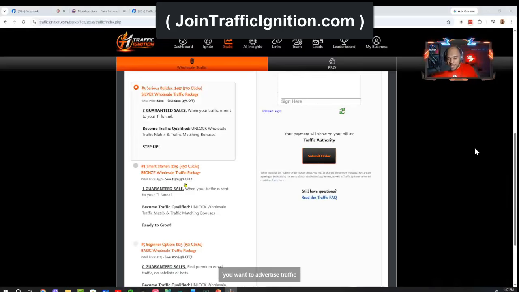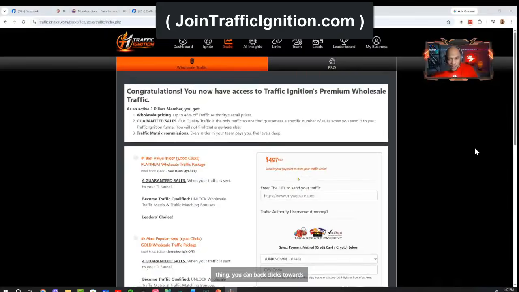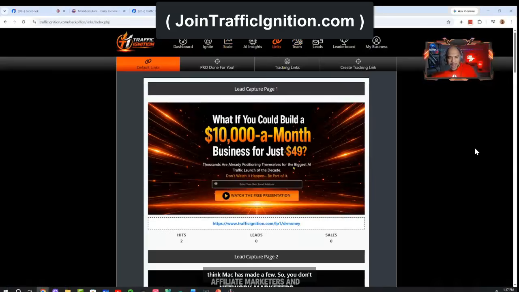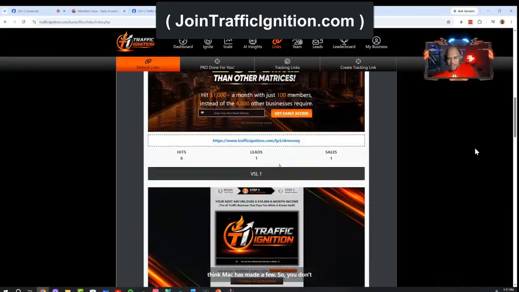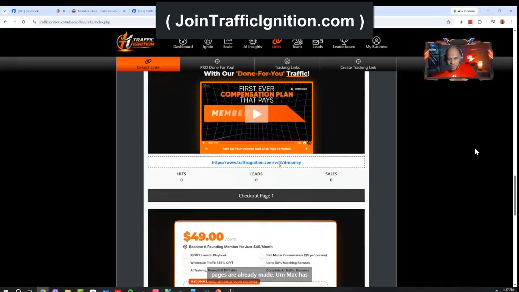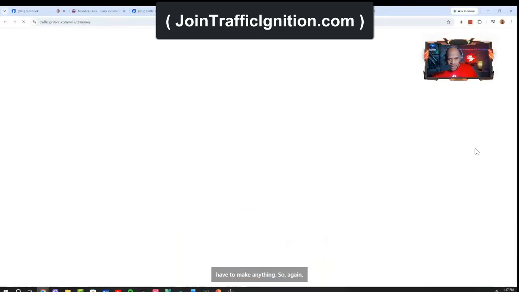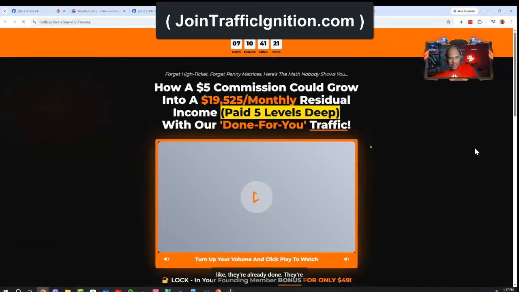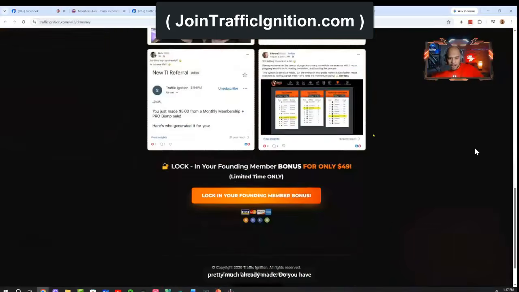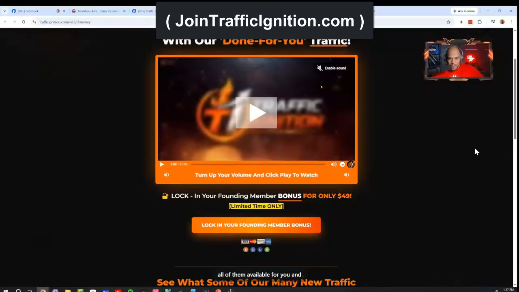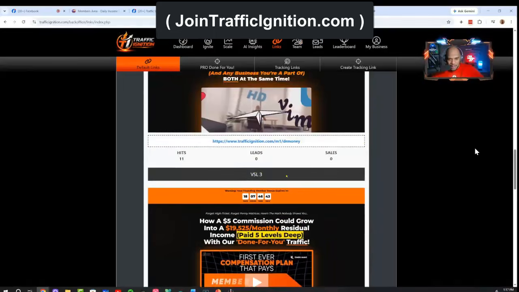If you want to advertise Traffic Ignition, which I think is a great thing, you can buy clicks towards it. They already have traffic and capture pages here. I think Mac has made a few, so you don't have to make anything. The pages are already made. Just to show you what these pages look like, they're already done, and you have all of them available for you.